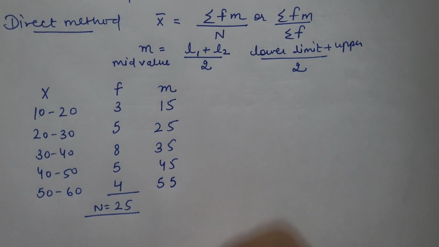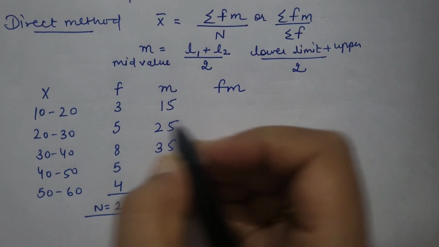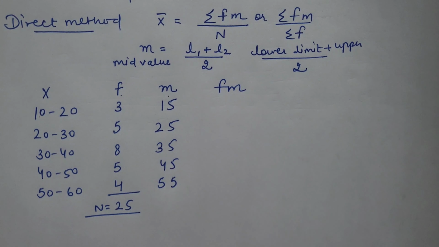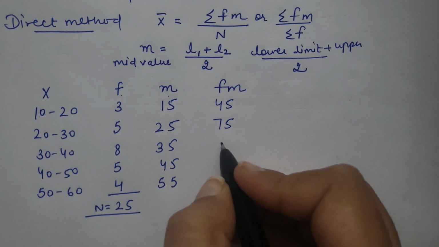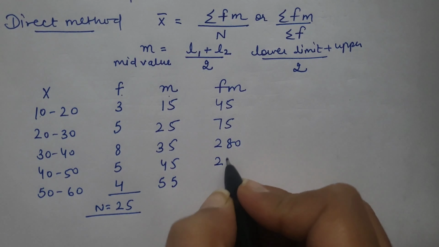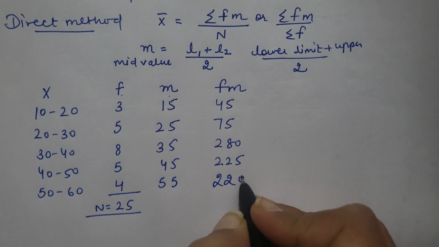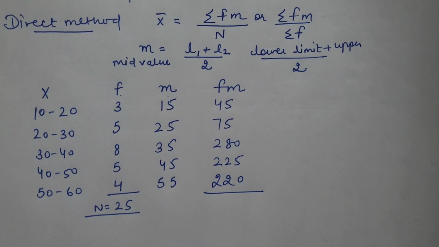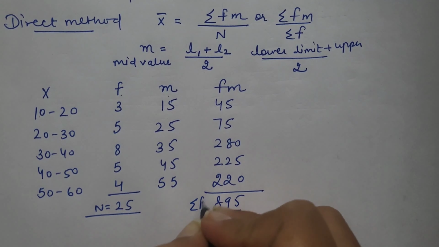In the same way we will calculate the mid values. After that we have to multiply frequency with the mid value. 15 threes are 45, 75, 280, this is 225 and this is 220. So you can sum up this column fm. The sum of this column is 895.